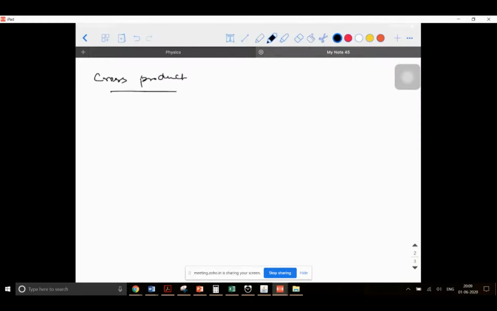So cross product of vectors, if I have A vector and B vector in hand, then A vector cross B vector will be equal to mod of A vector into mod of B vector into sine theta multiplied with n cap. So what does this n cap represent? N cap is the normal vector perpendicular to both A vector and B vector.